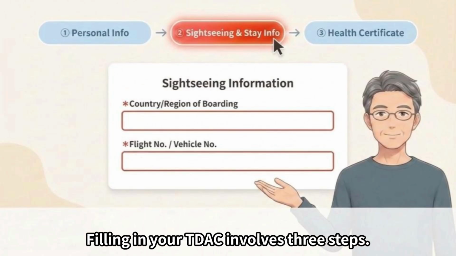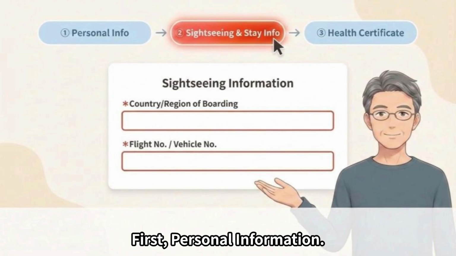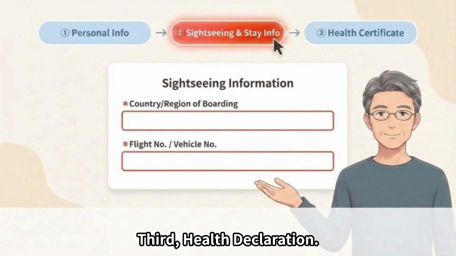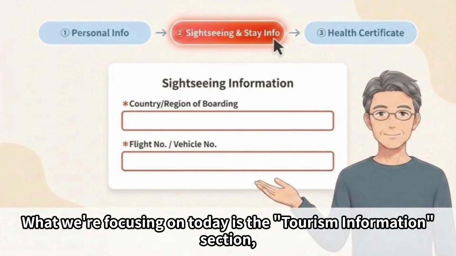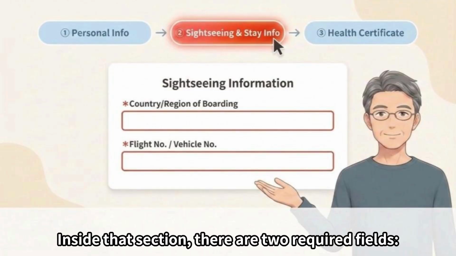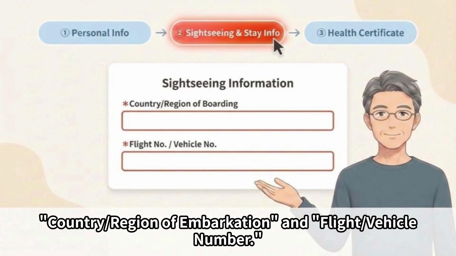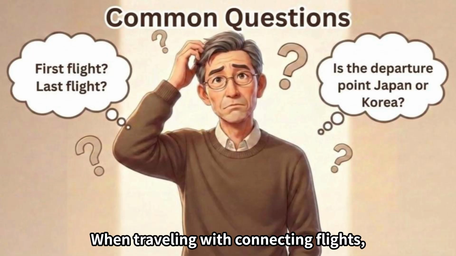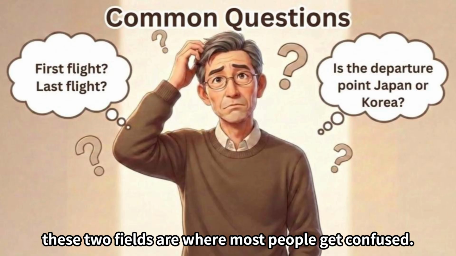Filling in your TDAC involves 3 steps. First, personal information. Second, tourism and accommodation information. Third, health declaration. What we're focusing on today is the tourism information section, which is part of step 2. Inside that section, there are 2 required fields: country or region of embarkation and flight/vehicle number. When traveling with connecting flights, these 2 fields are where most people get confused.